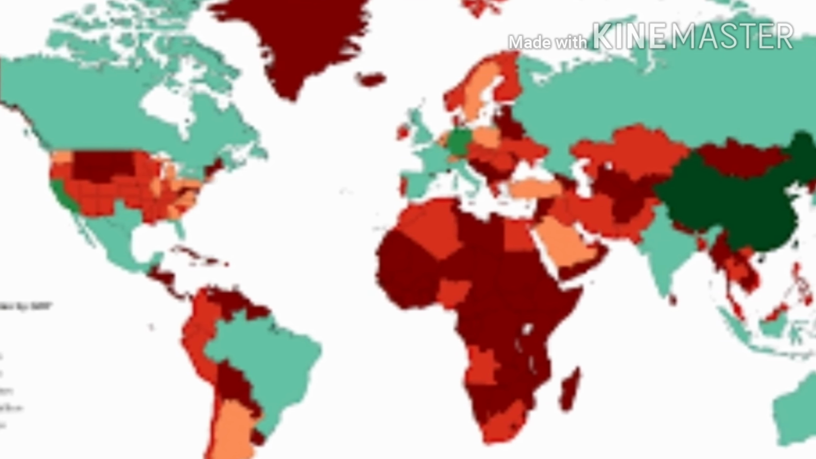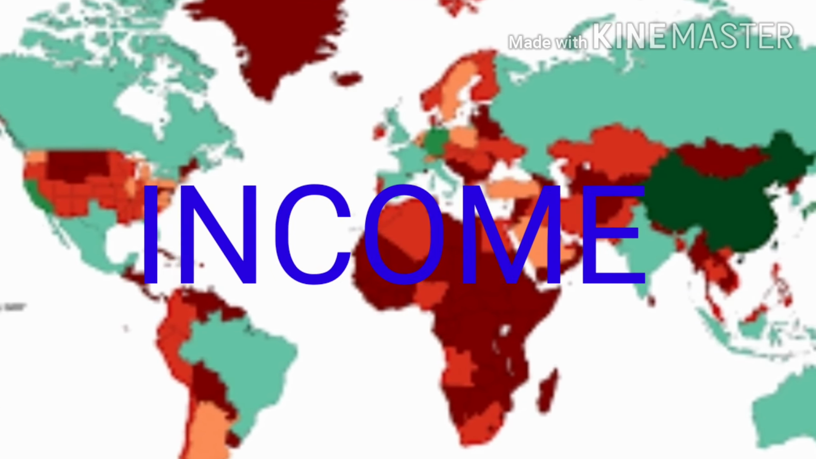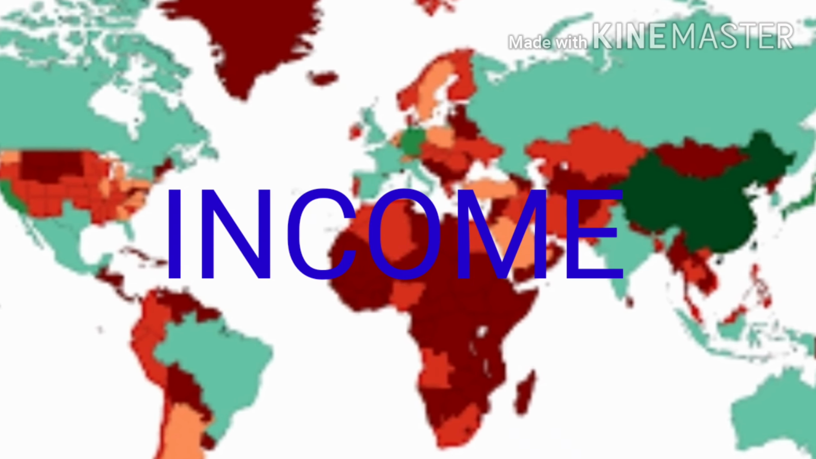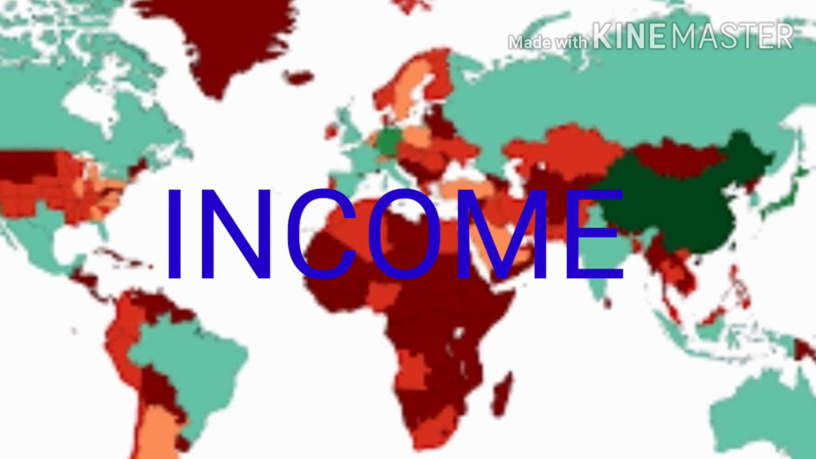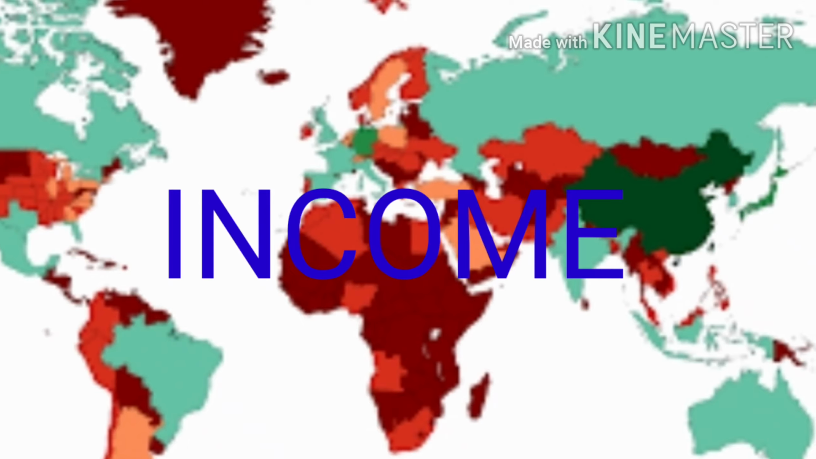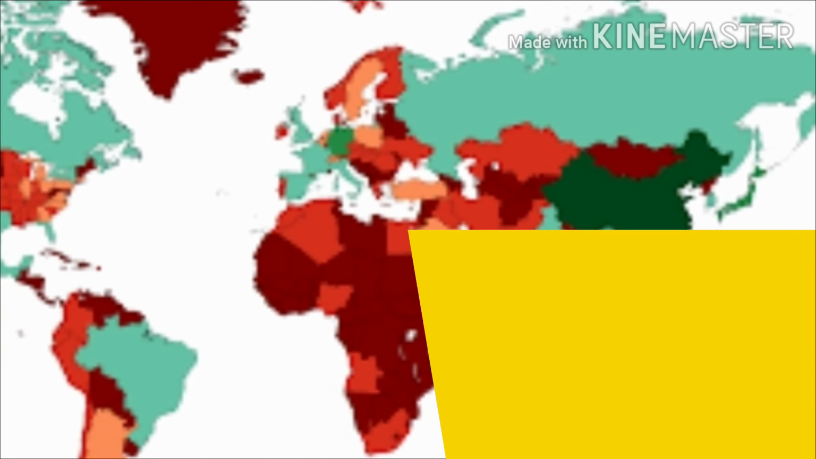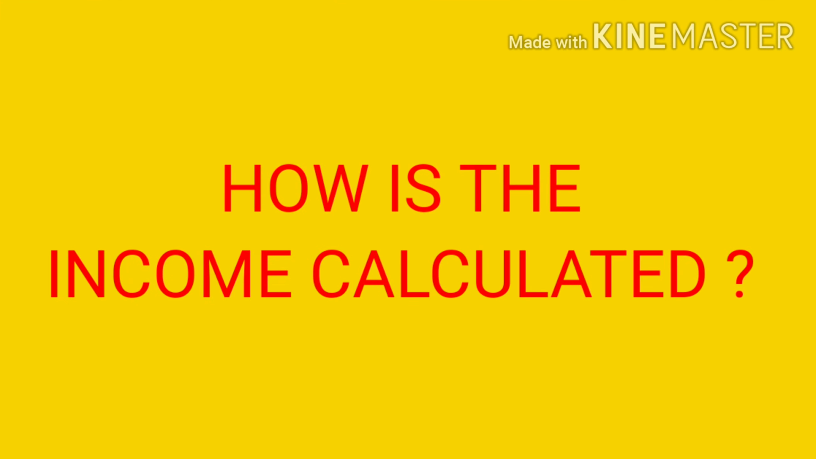Similarly, for comparing countries, their income is considered to be the most important attribute. Countries with higher income are more developed than countries with lower income. Now we will see how the income of different countries is calculated.